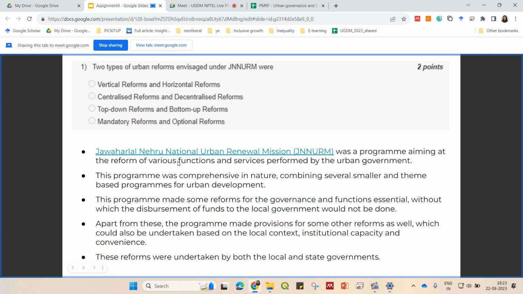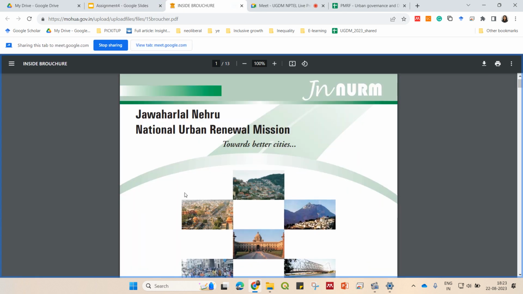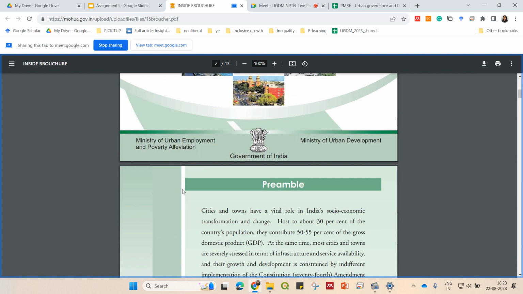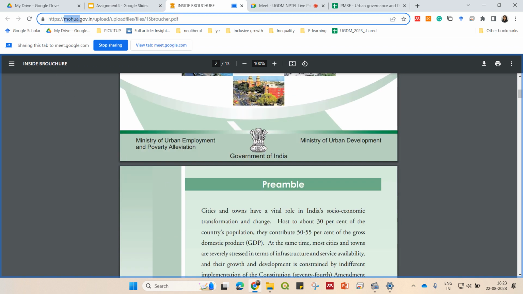So this is the basic comprehensive understanding of JNNURM and the different reforms it proposed that I can give. I have also attached the JNNURM document here. If you want to read further about what kind of reforms it proposed, and you want a better understanding of which might be the correct answer for this, or which kind of reforms JNNURM actually proposed, you can go through this link. If you just click here, it will take you to this JNNURM document, which has been published by the Ministry of Housing and Urban Affairs.